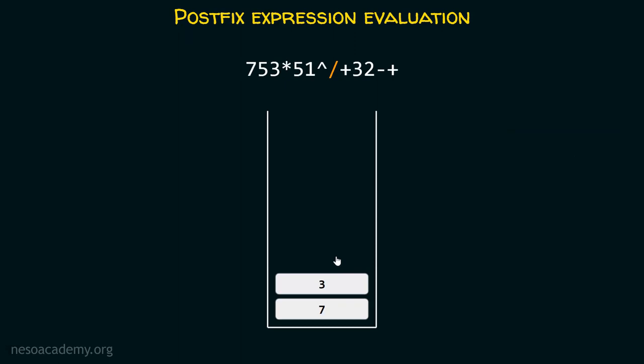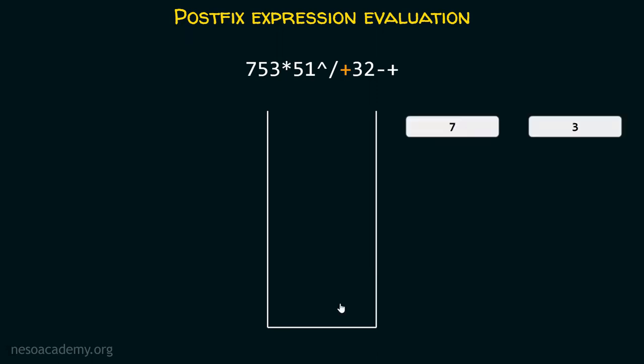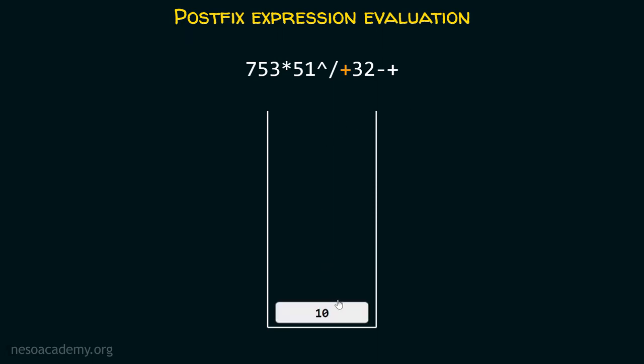This process is very simple. Postfix expression evaluation is extremely simple. Now we have encountered the symbol plus. Again, this is an operator. Therefore, we'll pop two symbols out of the stack. This time we got 7 and 3. We'll add these two values and we'll get 10 as a result. Then after this, we'll push this 10 onto the stack.